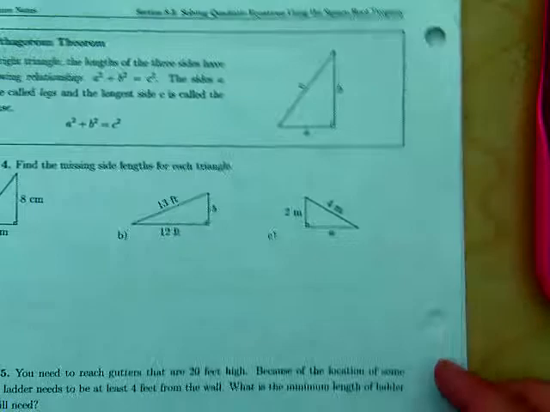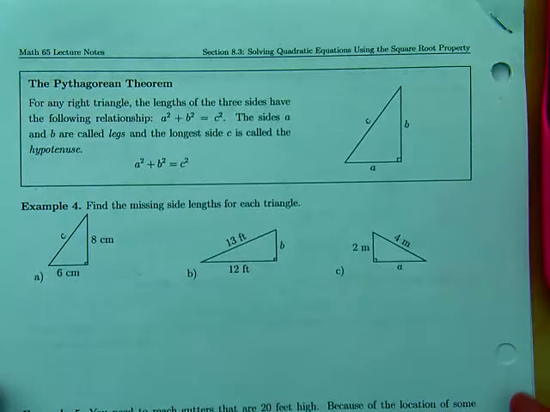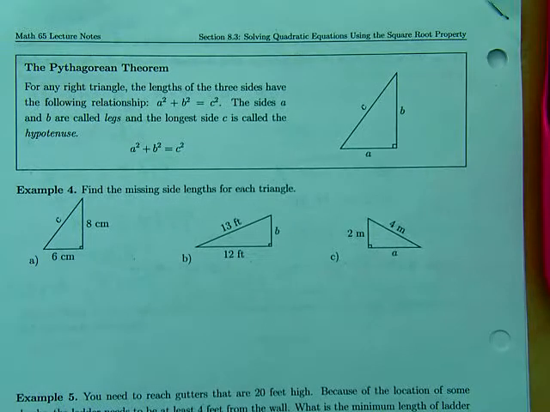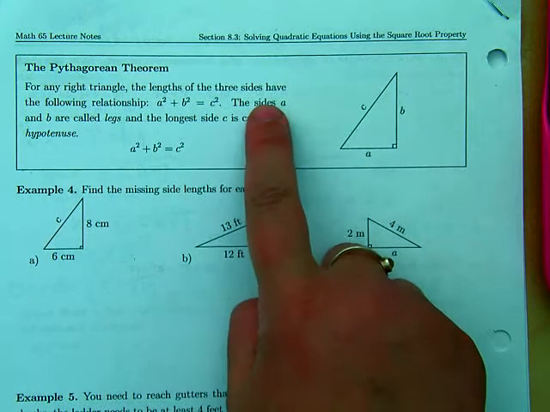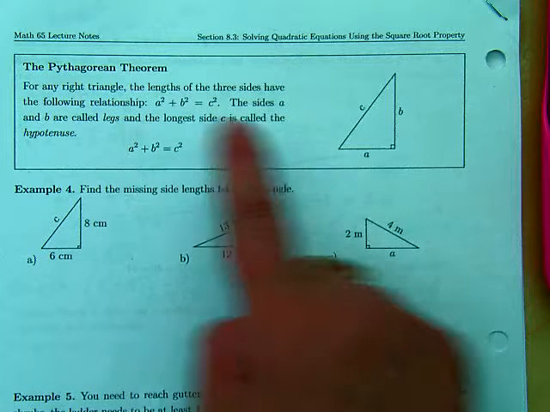That's an example of when we would use the square root. Here's another really famous example of when we use the square root: the Pythagorean theorem. The Pythagorean theorem works for right triangles. For any right triangle, the lengths of the three sides have the following relationships.